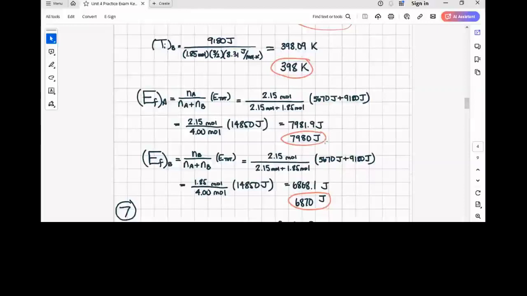And that might seem obvious if you take a look at the temperatures. We saw that system B started off with the higher temperature, so it's going to be the one that loses heat to system A, where they meet somewhere in the middle, but this just confirms that. And we can now do the same thing for system B. NB divided by the total amount of gas times the total energy leaves us with 6,870 joules. So we know that gas B has lost thermal energy because it began with 9,180 joules.